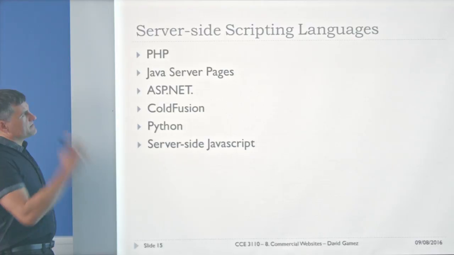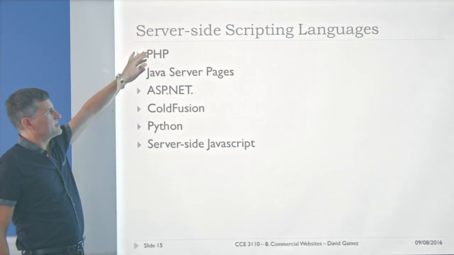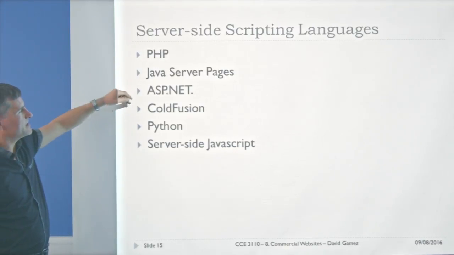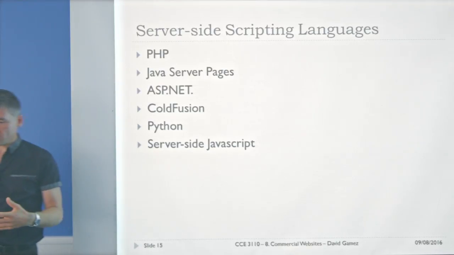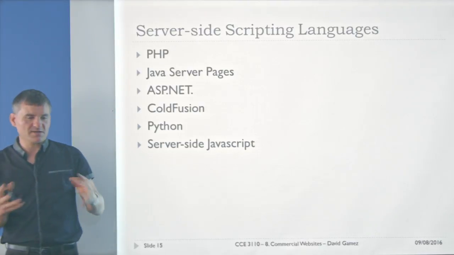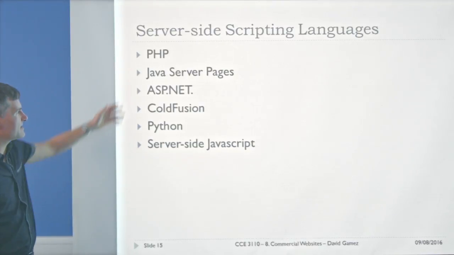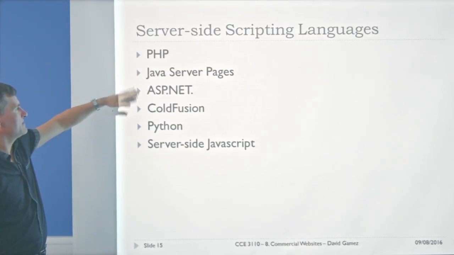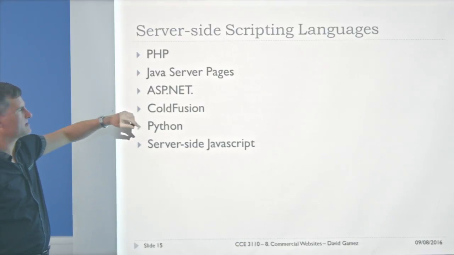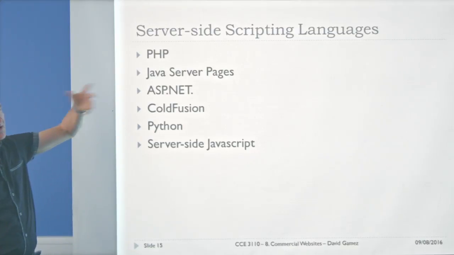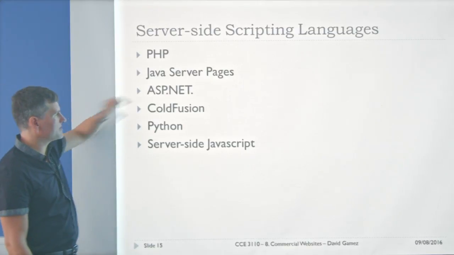So there's lots of different server-side scripting languages. PHP is the classic one, and still probably used by the majority of websites. And there's Java Server Pages. This is a sort of weird mixture of Java code and HTML code in the same file. I don't think it's used that much. I don't like it that much. But if you ever see a website with a JSP extension, then they're using Java Server Pages. Then we've got .NET, C# stuff.